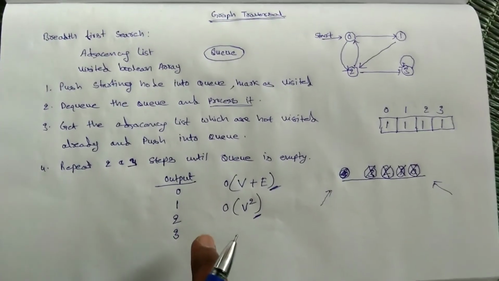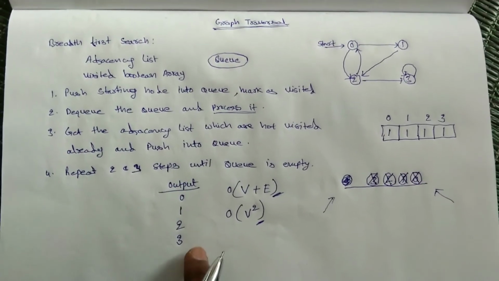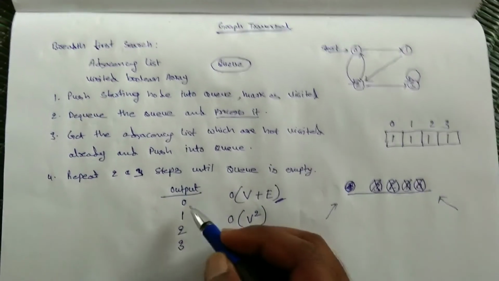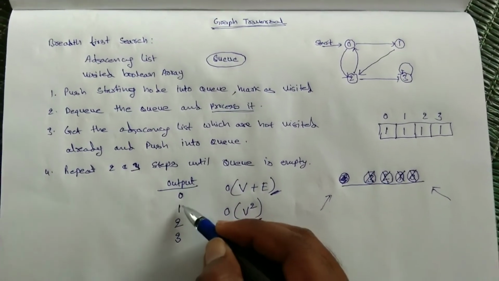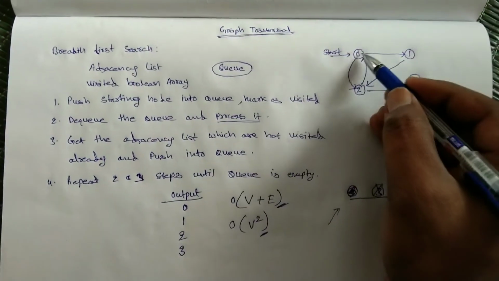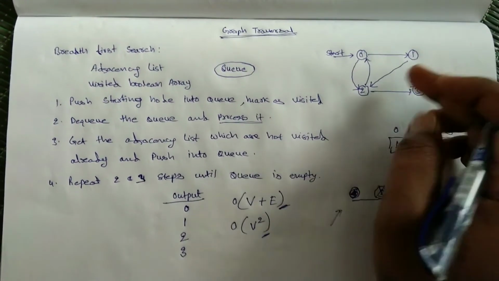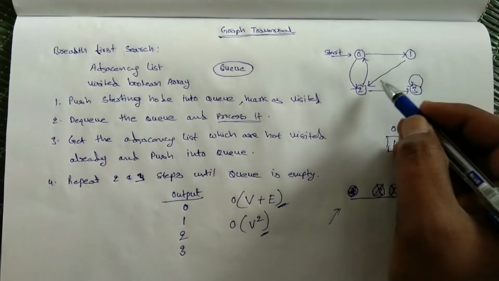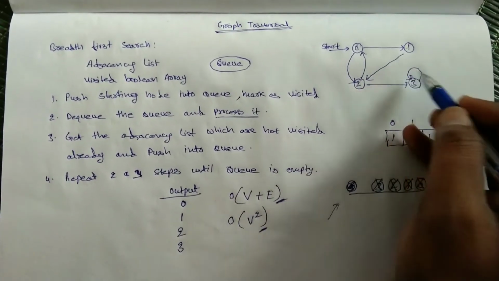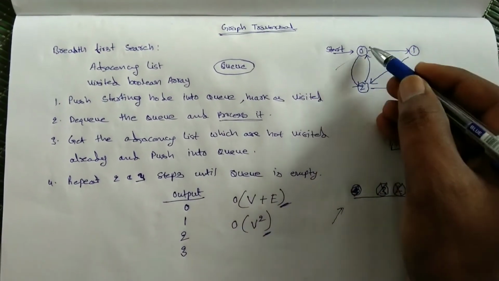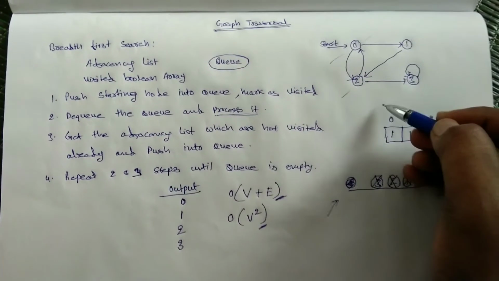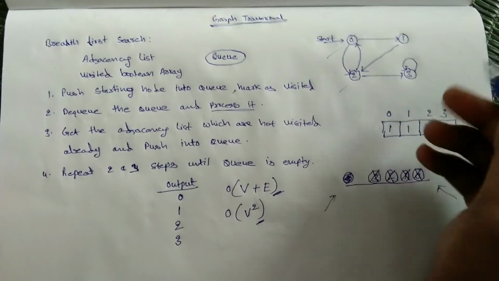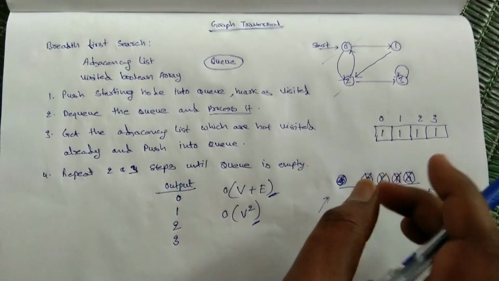Why is this algorithm called breadth first search? If you observe, first it went to 0, then it went to 1 and 2. It is processing the nodes level by level. This is one level and this is one level. Like that it will process nodes level by level.